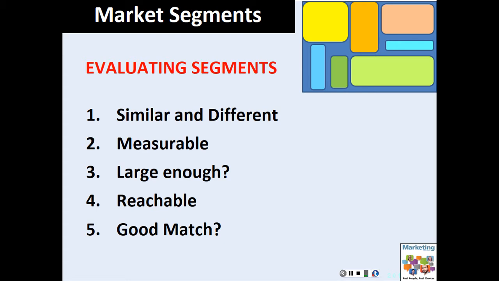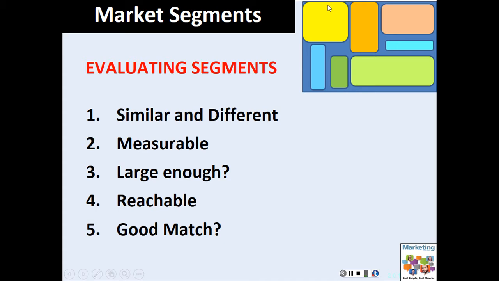So let's say, are they similar and different? Let's say two of these segments are the poor people and rich people. And then there are these other ones in the middle. Now that would be different, isn't it? Poor people, rich people. We could say young people and old people. We could say Hispanics and Caucasians. We could say males and females. That would be different, right?